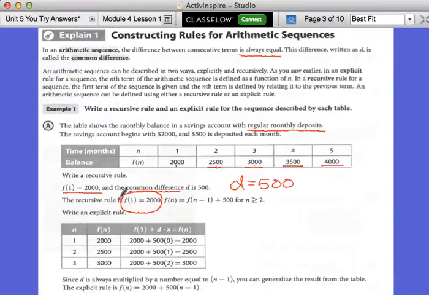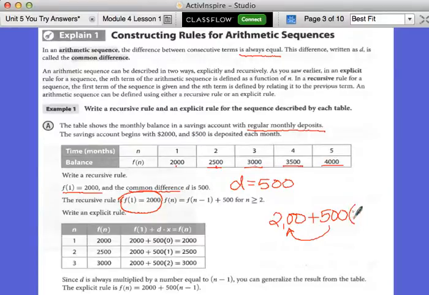we would have to look at the fact that since d is always multiplied by a number equal to n minus 1, you can generalize the result from the table. So that means that the explicit rule is f of n equals 2,000 plus 500 times n minus 1. So what that means is you can say that my initial balance was 2,000 and I'm always adding 500. However, if I'm always adding it to the 2,000, then the amount that I'm adding each time goes up.